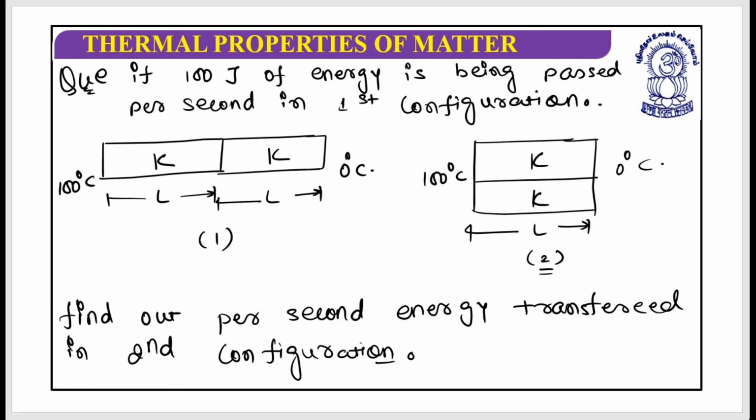So this was the situation. What they have done is that at one end they have kept 100 degrees Celsius, and at the other end 0 degrees Celsius. These two rods were connected in series. In this situation, 100 degrees Celsius and 0 degrees Celsius, the temperature difference is the same.